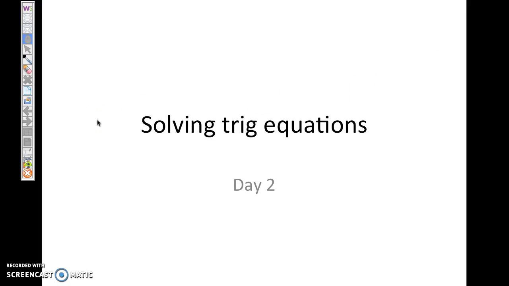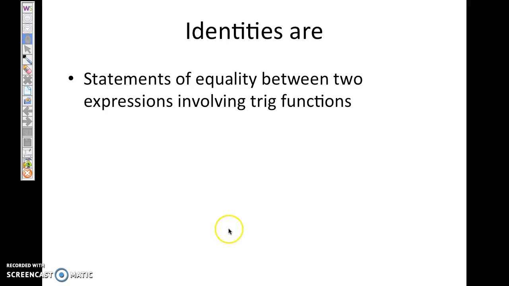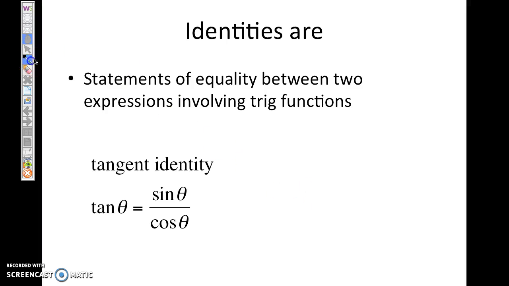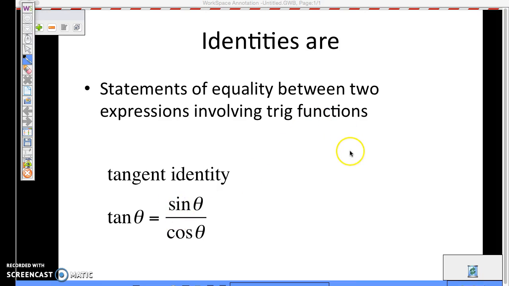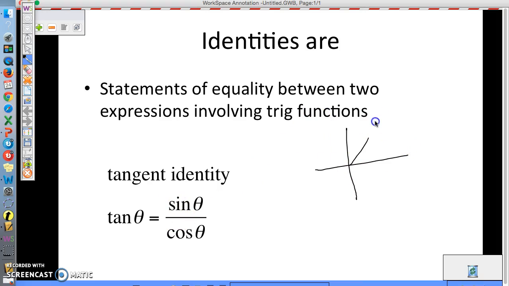For our second day here, we're going to take a look at some more solving trig equations, but we're going to add some identities to this. Identities are statements of equality between two expressions. For example, the tangent equals the sine over the cosine. And you guys know that because in our triangles here, this has been our sine and our cosine. So y over x, sine over cosine. And I believe we proved that earlier as well.